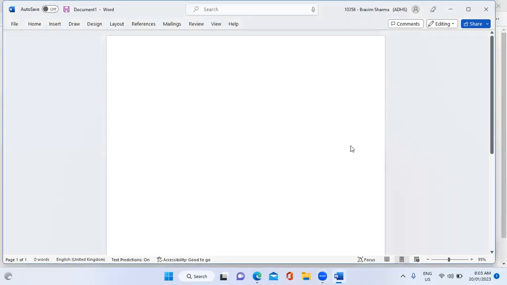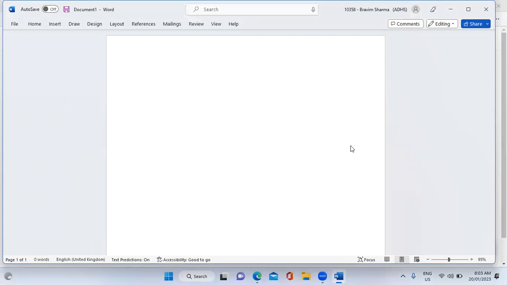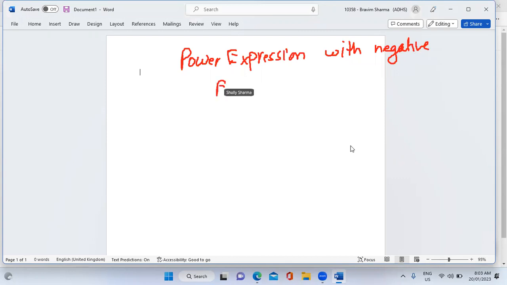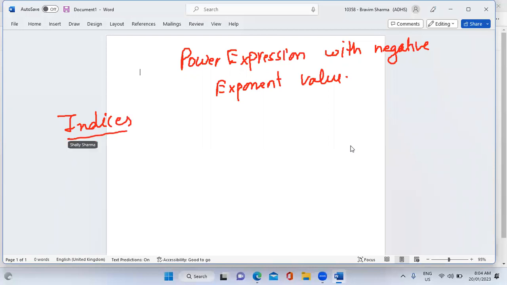Hello everyone. In today's lesson, we are going to learn about power expressions with negative exponent value. So far in indices lesson 1 and indices lesson 2, we discussed the different rules related to the indices. Now we are going to learn how to solve questions which have negative indices. For example, I have a raised to the power of -1.